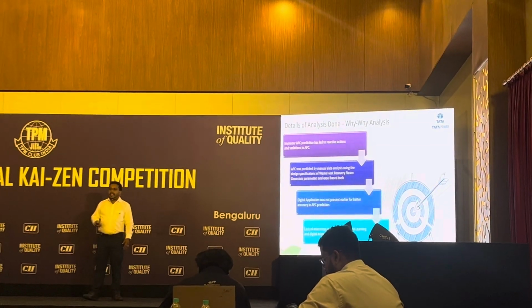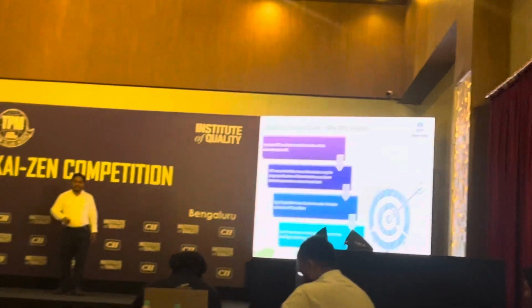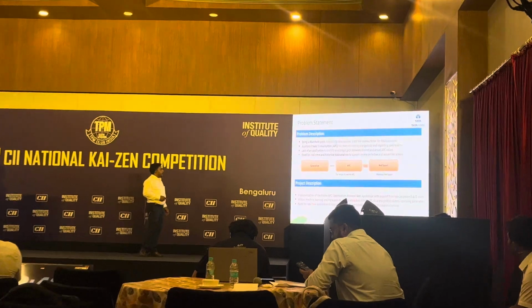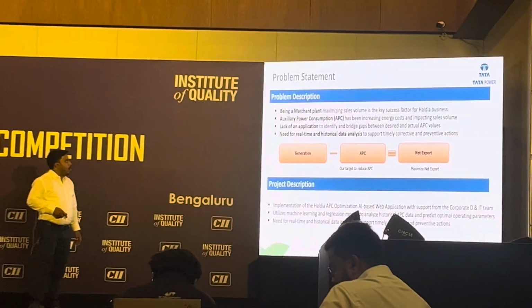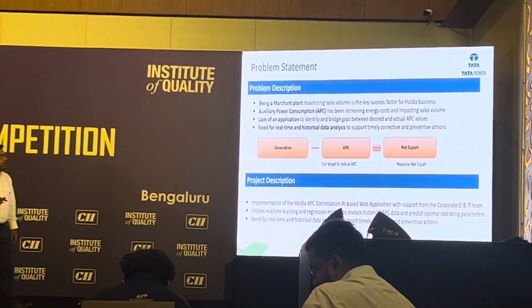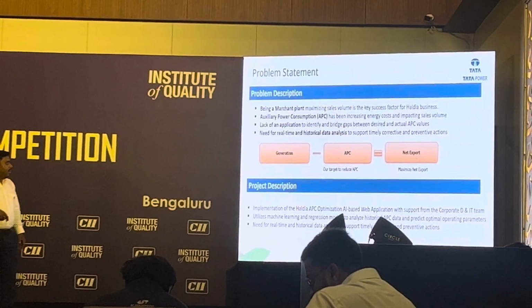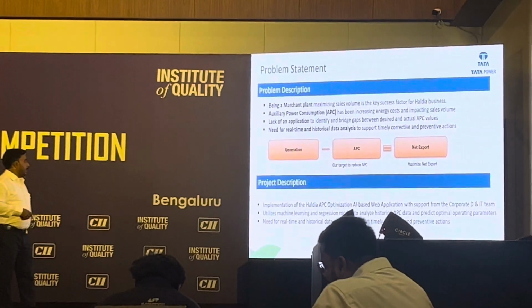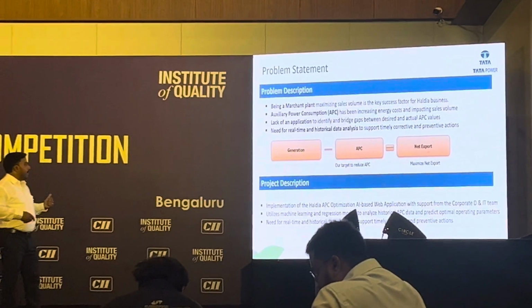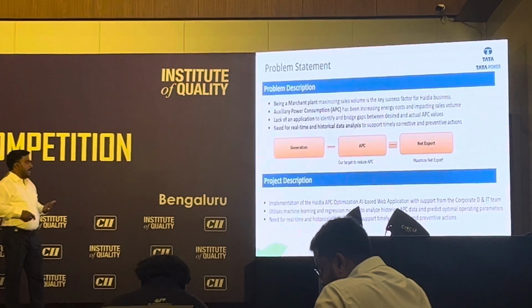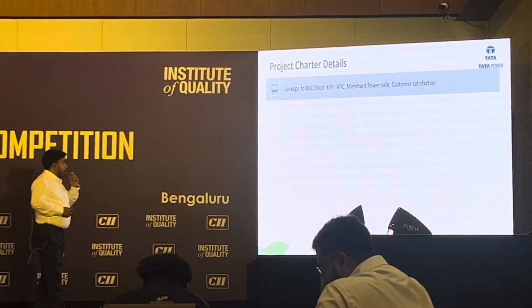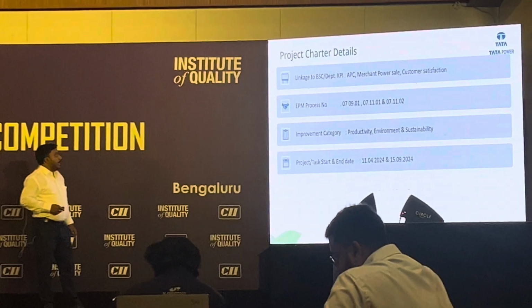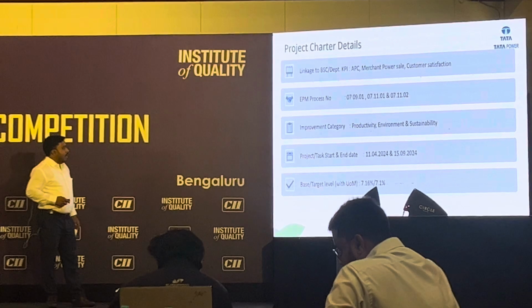So we have taken the help of the corporate DNIT team to develop this tool. I've already described the problem statement. To maximize the net export, we have to either improve the generation or reduce the APC. So we have focused on the APC part, and the implementation of this tool, an AI-based web application with the support of the corporate DNIT team, will give us real-time and historical data analysis to support timely corrective and preventive actions. Accordingly, we prepared the project charter, linking all the critical KPIs and EPM processes that we have, and clearly defining the project timeline in our project charter.